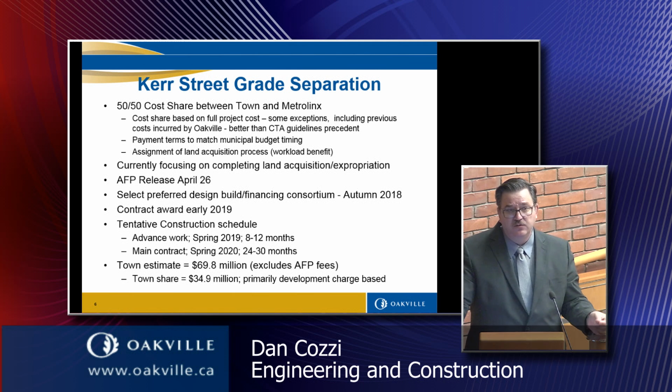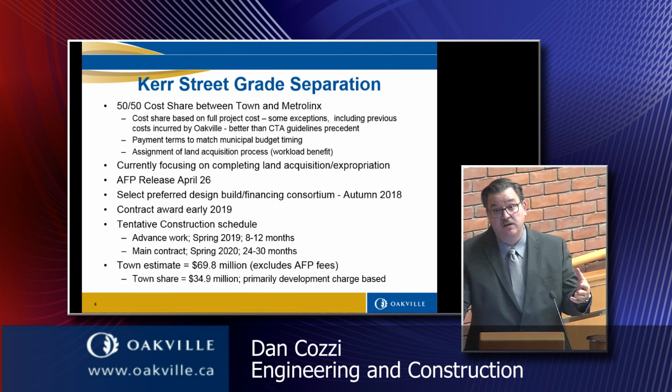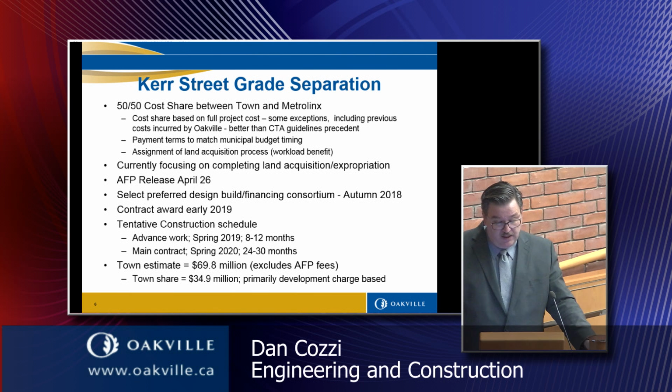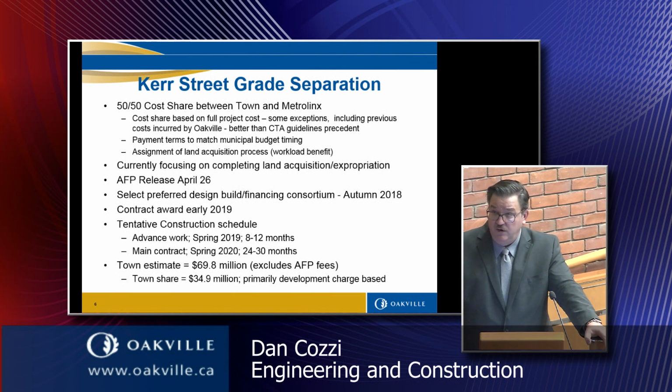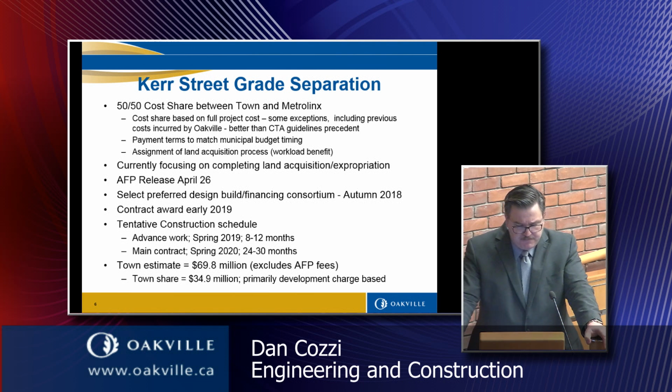That work is relating to utility relocations along the rail corridor. It's related to the lowering of the Trans-Northern Pipeline, which runs parallel to the tracks, just north of the tracks, and as well as pre-building a storm sewer outlet to the 16-Mile Creek to drain the lowest point in the underpass. The main contract, we believe, would start in the spring of 2020, and this is a more complex project. 30 months is probably a more reasonable timeline for a project like this, for the main contract.